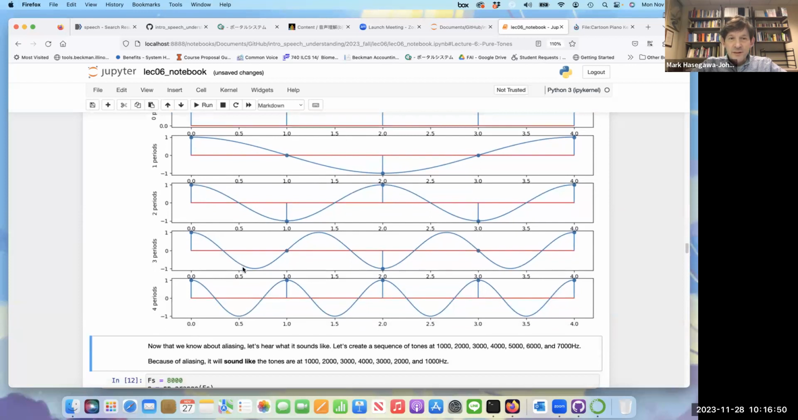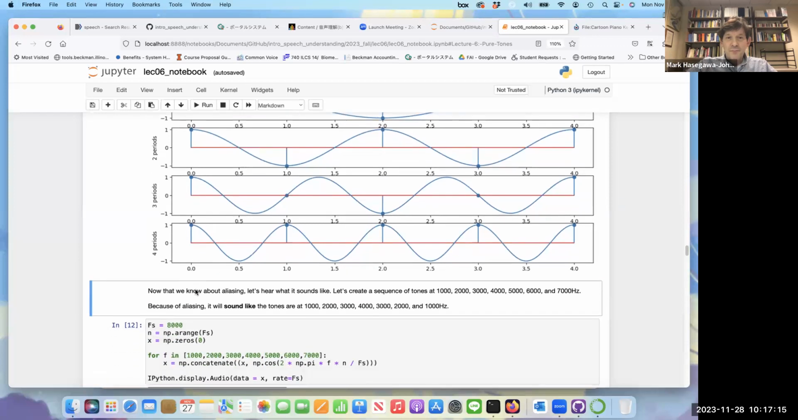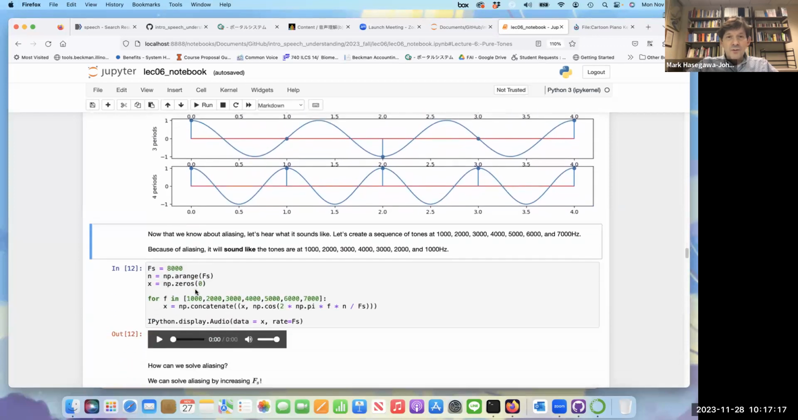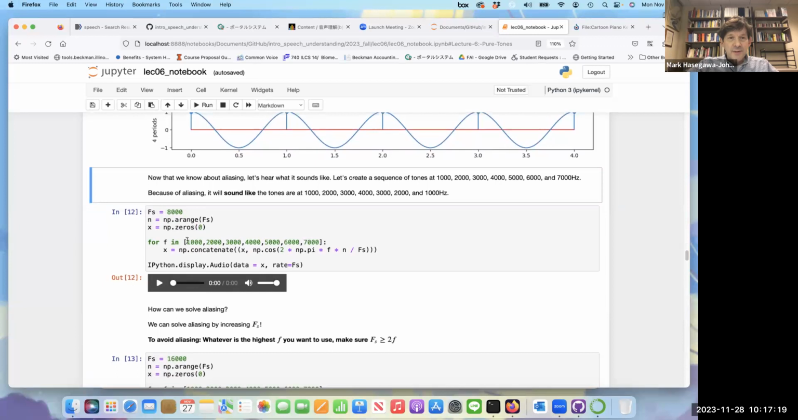Here I have 3 complete periods, but because it's only sampling at sample number 0, sample number 1, sample number 2, sample number 3, and sample number 4, the sample values at 3 periods are exactly the same as the sample values for 1 period. So those two signals are aliased. They have exactly the same sample values. All right, so now let's hear what that sounds like.